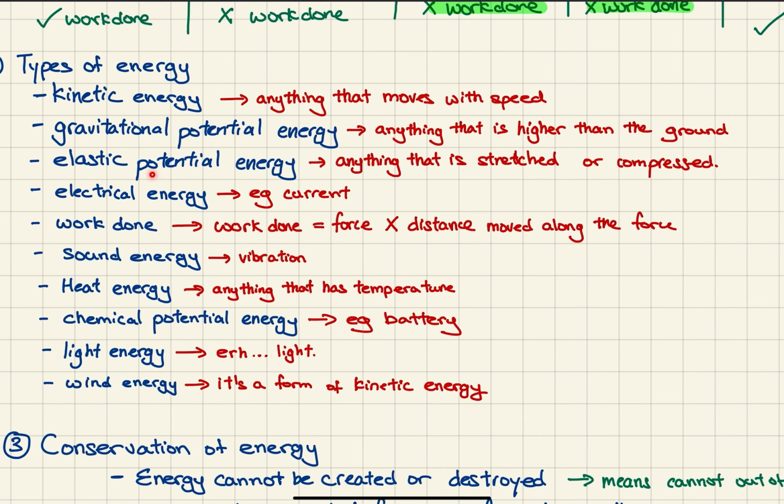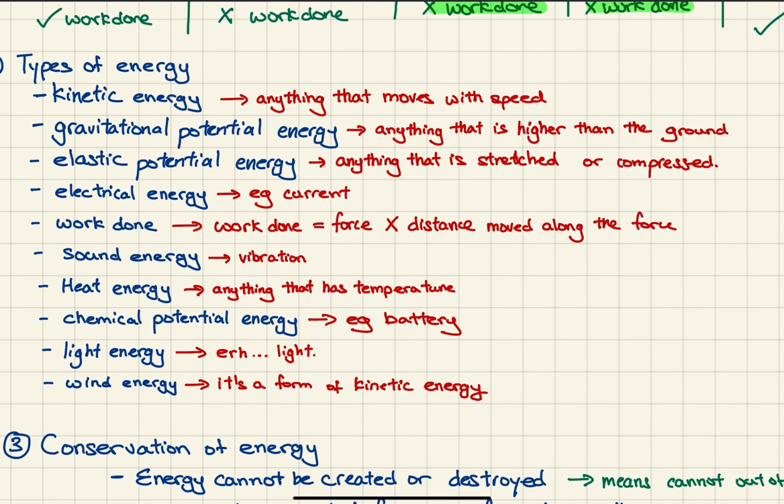Elastic potential energy is when anything is being stretched or compressed. When you use a rubber band, you pull it and release it. When you pull your rubber band, it has elastic potential energy as it's being stretched. An example of something being compressed is a spring. When I compress the spring, it stores elastic potential energy. Electrical energy is one where there is any form of electrical current.